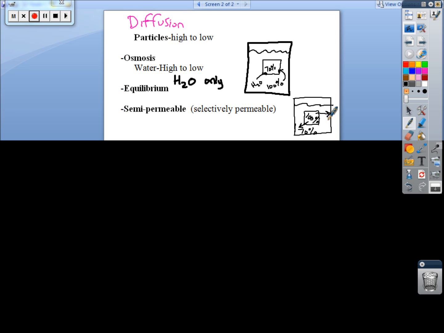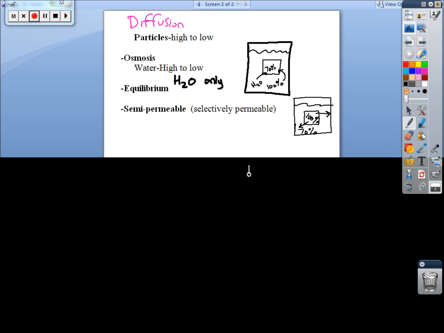If you have particles, for example, we're just going to draw a basic picture here. We'll go gray. I'm going to call this a cell membrane. I'm going to get a little darker.